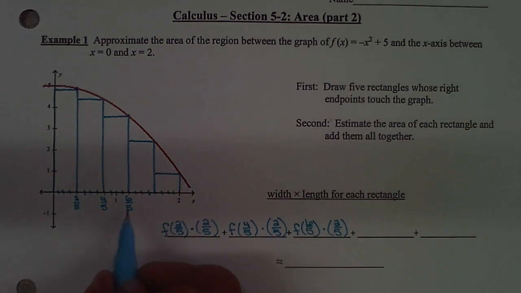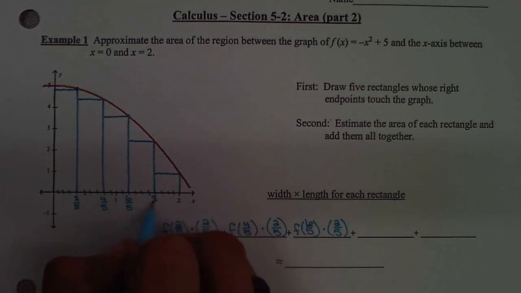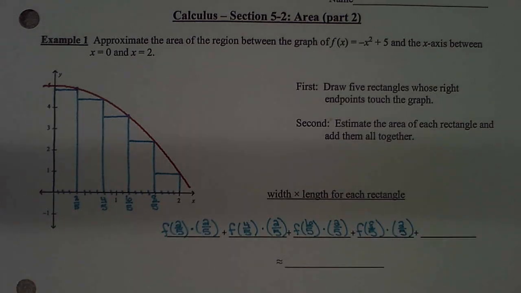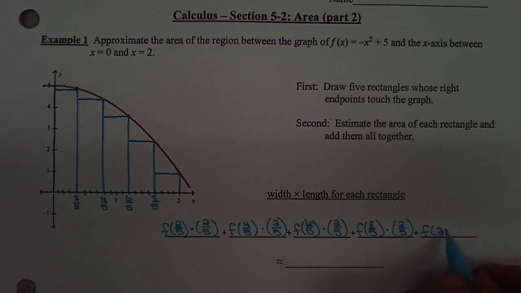The next rectangle over, I'm going to be at 8/5. So I need to find the height by evaluating the function at 8/5, and then times the width, which is 2/5. And then the last rectangle here, to find the height, I need to plug in that 2. So I need to find f of 2 times the width, which again is 2/5.